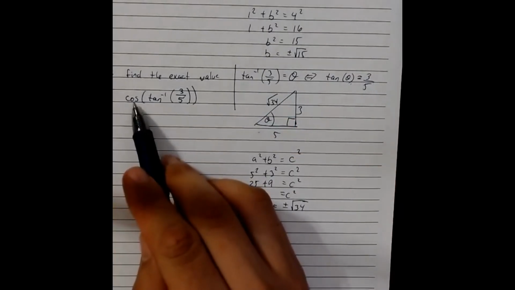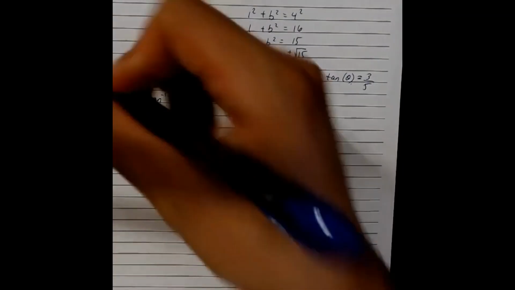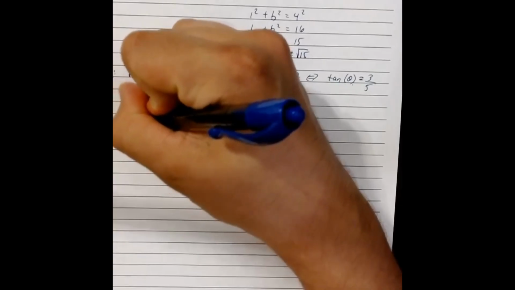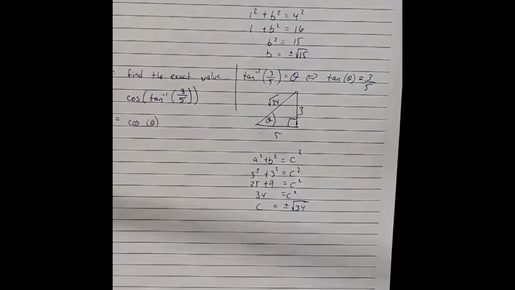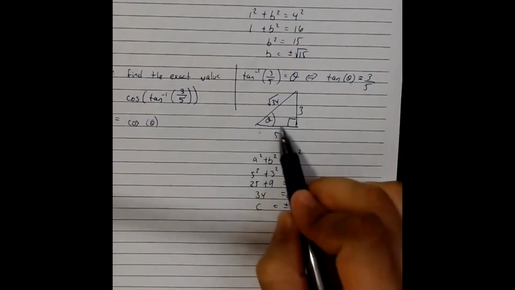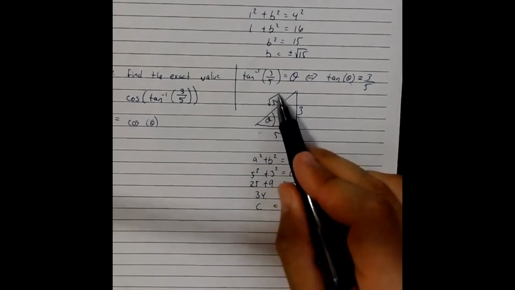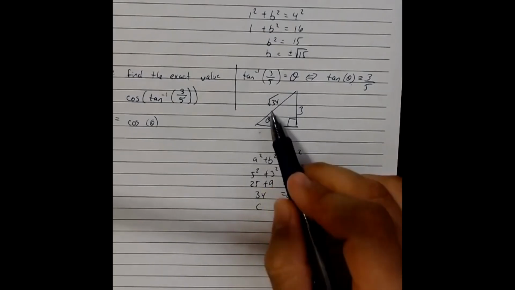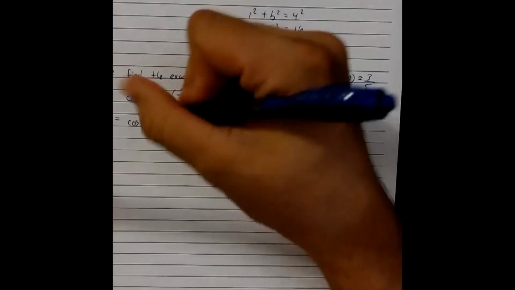So when I say I want the cosine of the inverse tangent of 3/5, that means that I want the cosine of that angle. Oh, but the cosine of the angle theta, that's going to be the length of the side adjacent to theta divided by the length of the hypotenuse. That's going to be 5 over root 34.